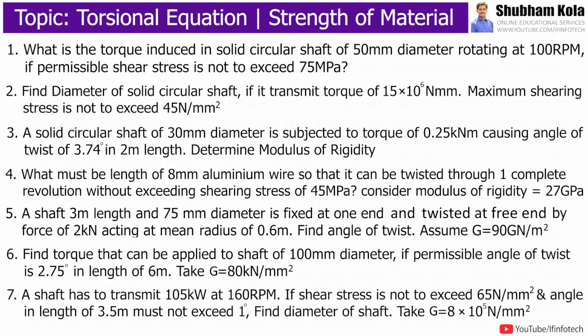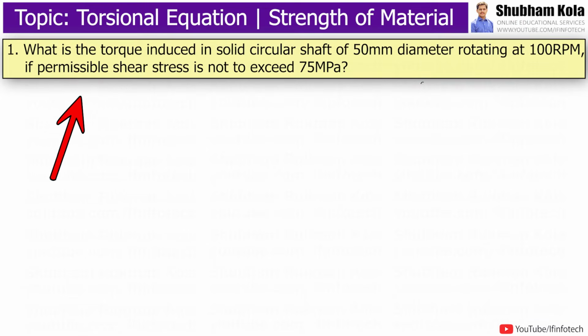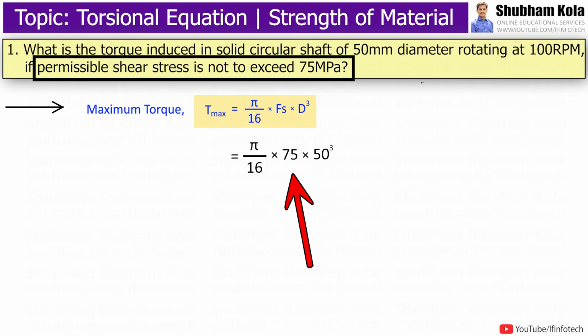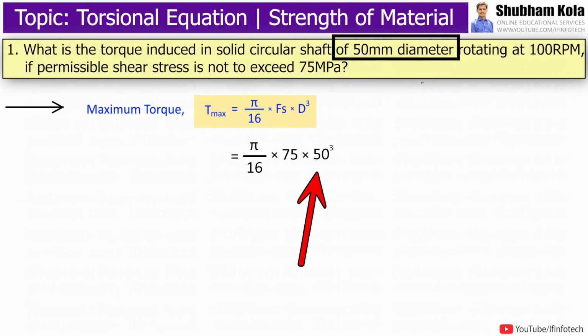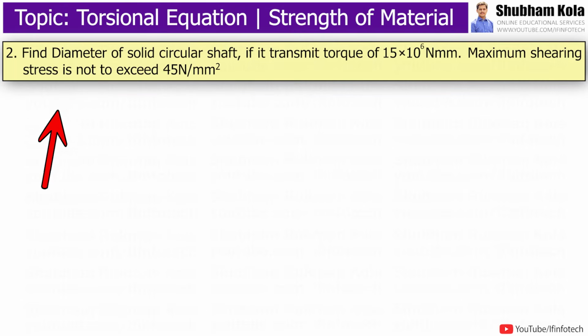Let us solve some problems based on torsion. And here is the statement. What is the torque induced in a solid circular shaft of 50 mm diameter rotating at 100 rpm if permissible shear stress is not to exceed 75 megapascal? Here permissible shear stress Fs is 75 Newton per mm square and diameter is 50 mm. Therefore the maximum torque induced in the solid circular shaft I'll calculate as 1840.776 kN/mm.